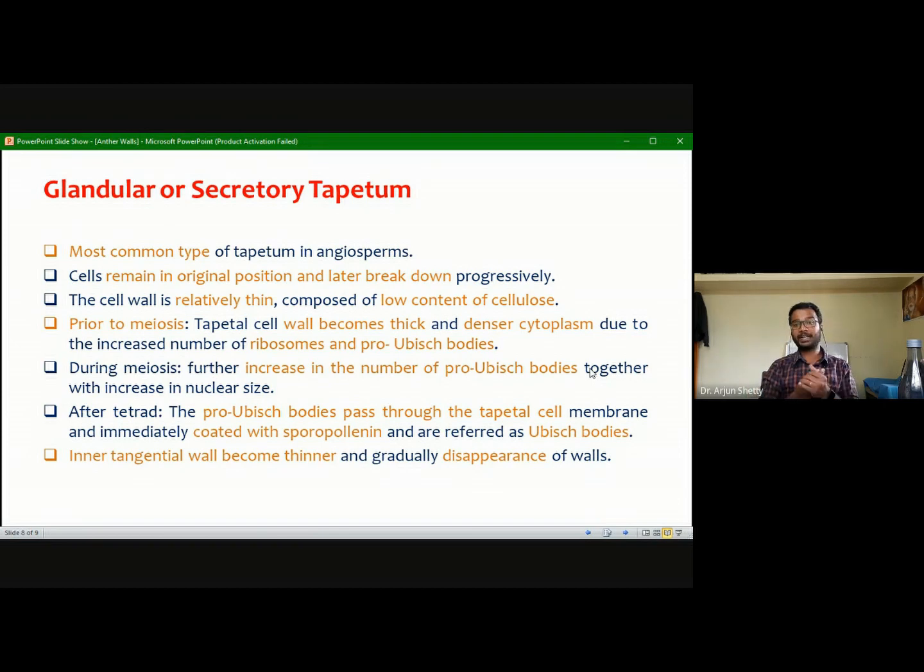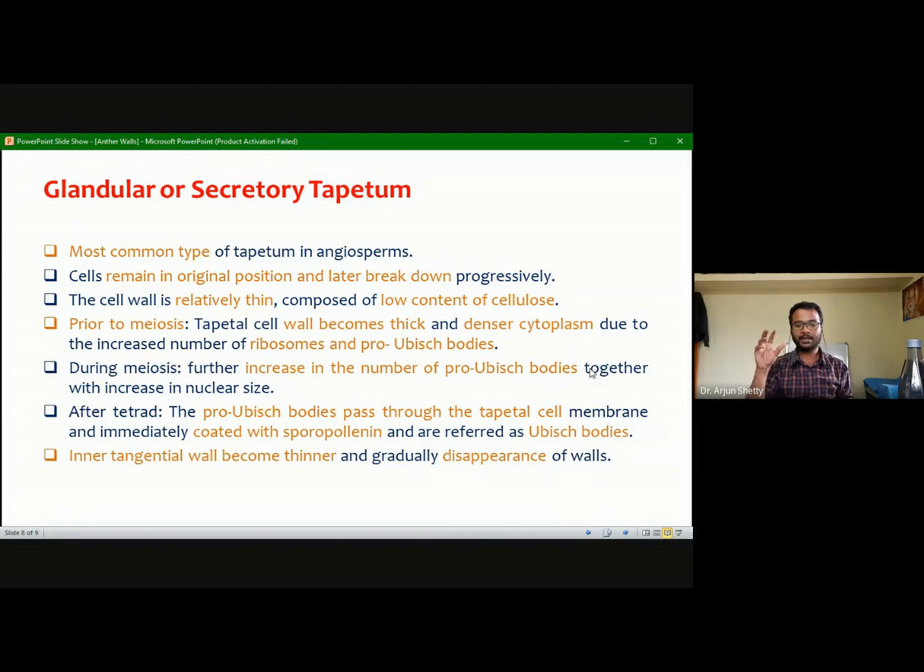And so after the tetrad, what happens? These pro-Ubisch bodies pass through the tapetal cell membrane, and they are immediately coated with sporopollenin, and that particular component is considered together as a complex, the Ubisch body. Nothing but the pro-Ubisch bodies, the compounds which are released from the tapetum cells along with the ribosomes and some other components.